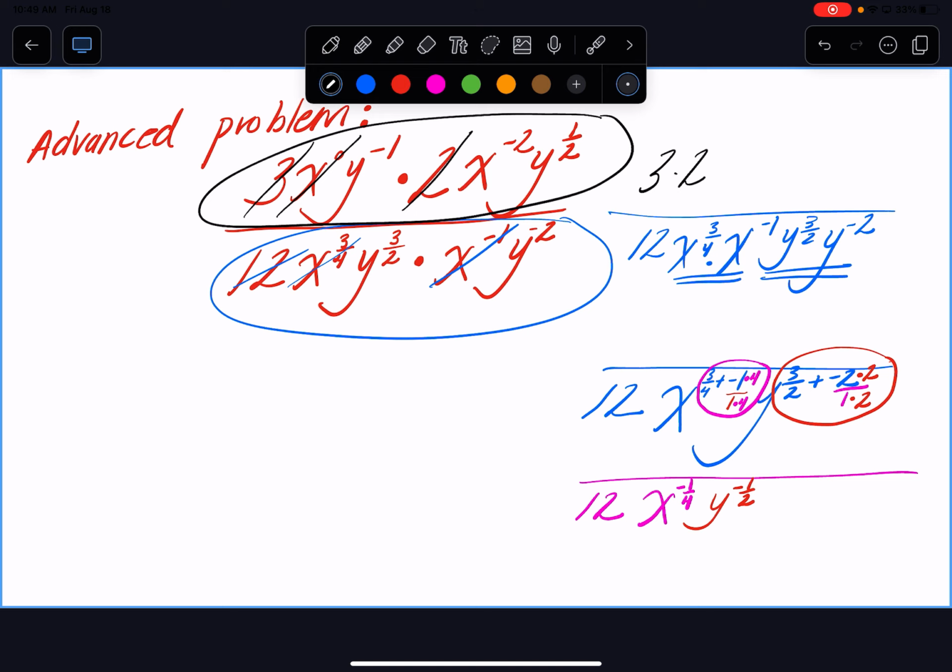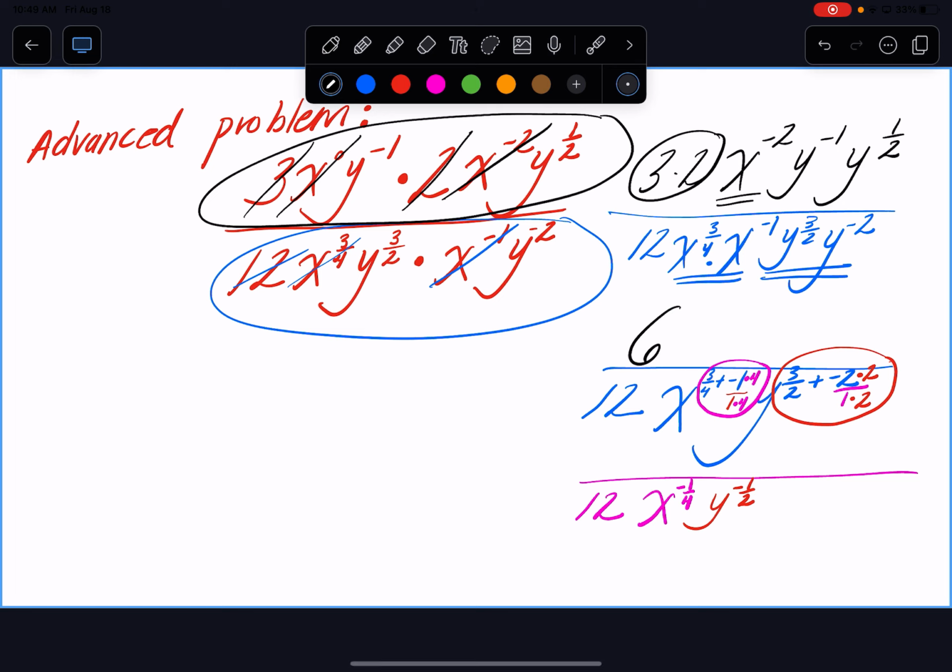Then I'm going to put my x's next. X to the -2. Looks like there's no other x's. Then my y's. Then I'm going to simplify that. We know what 3 times 2 is. 6. It's 6. Okay, then right here, just x to the -2 for now. I'm leaving it for now because I'm focusing in sections so I don't get confused.